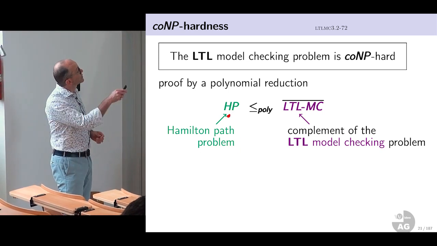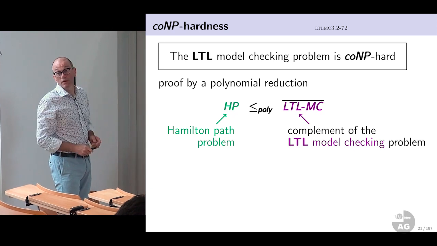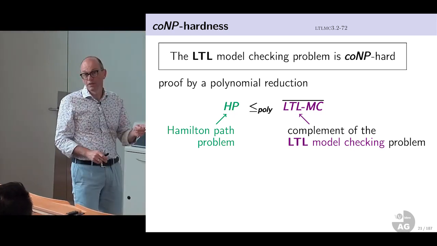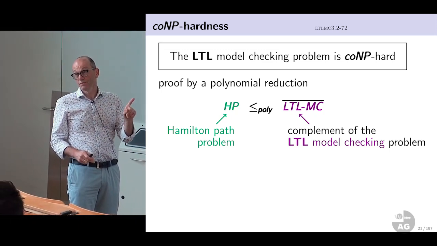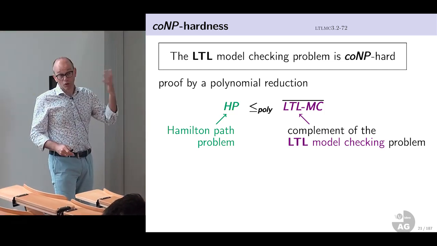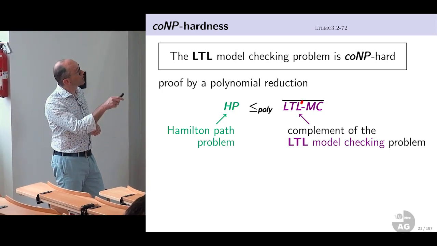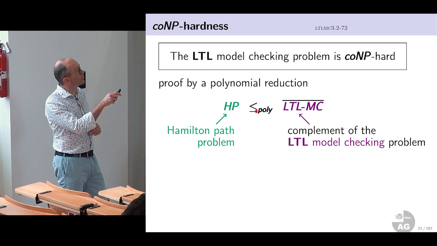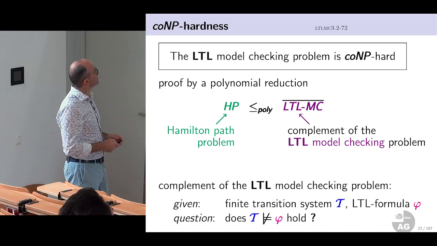So I look at the Hamilton path problem in graphs. The Hamilton path problem in a directed graph means, does there exist a path that visits exactly every node once? Yeah, that's the Hamilton path problem. This is known to be NP-complete. And what we're going to show is we're going to take the complement of the LTL model checking problem, and I'm going to provide you a polynomial reduction to the Hamilton path problem.